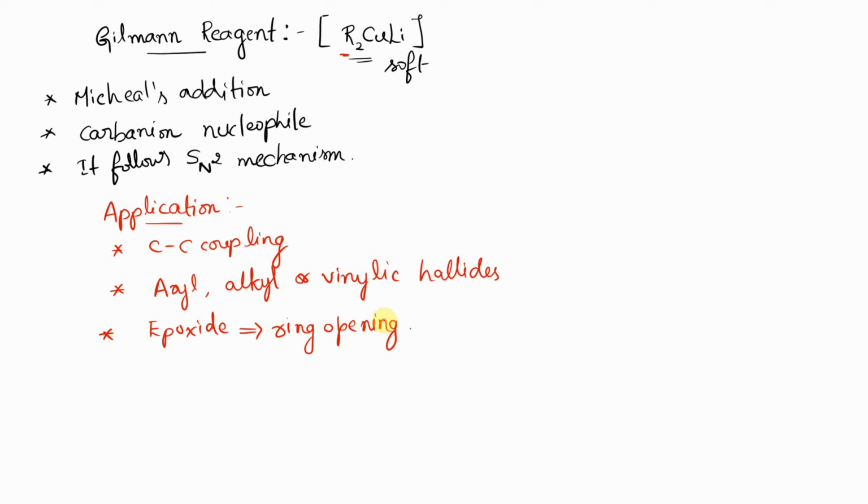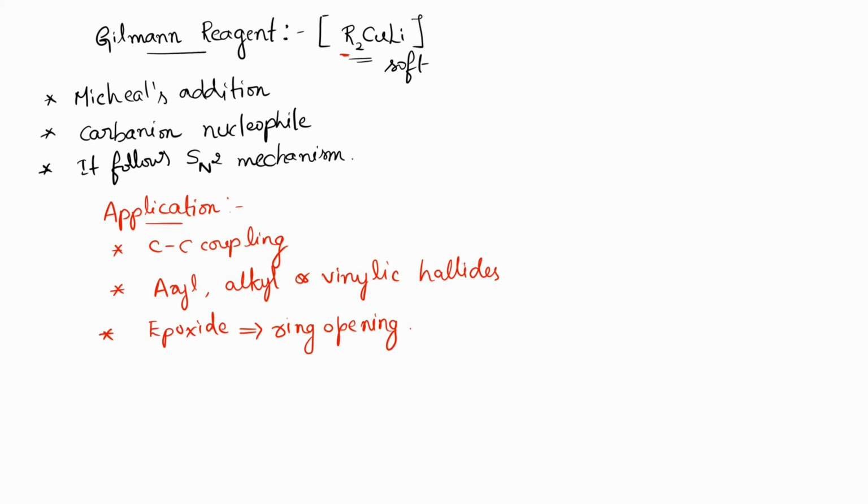So these factors have to be known in order to understand the Gilman reagent in a simple, basic manner. The important points are that Gilman reagents usually support Michael addition, they always form a carbanion nucleophile, and they follow the SN2 mechanism. Gilman reagent is also called an organocopper reagent.